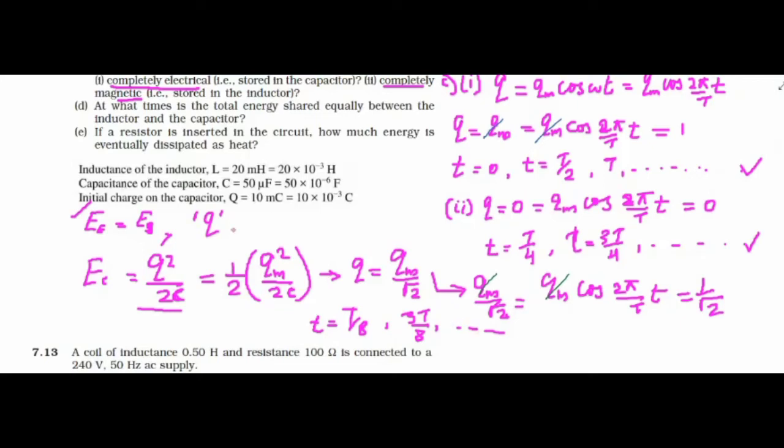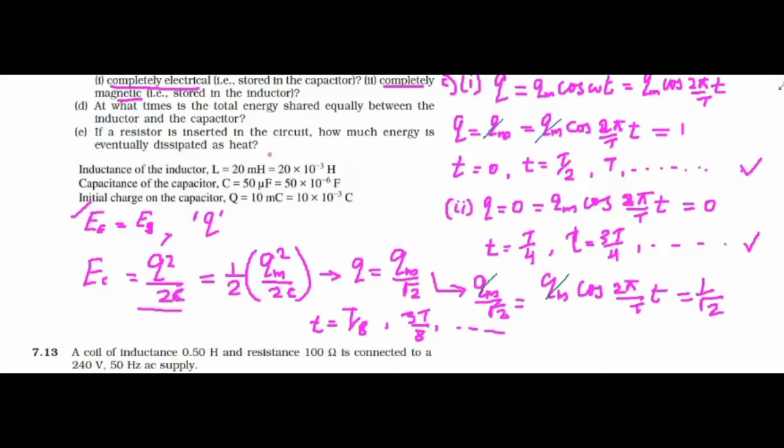Now come to part E. If the resistor is inserted in the circuit, how much energy is eventually dissipated as heat? You know, if you connect the resistor, then the heating effect will be there. Inductor and capacitor do not dissipate energy in an ideal situation, while a resistor will dissipate energy in the form of heat.